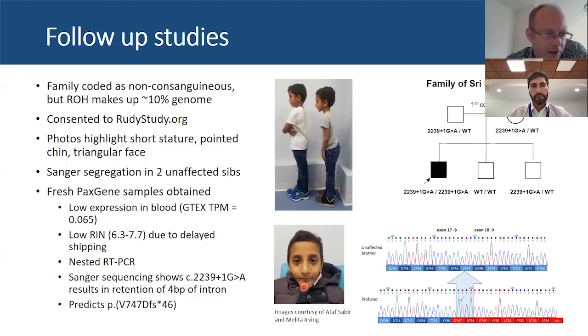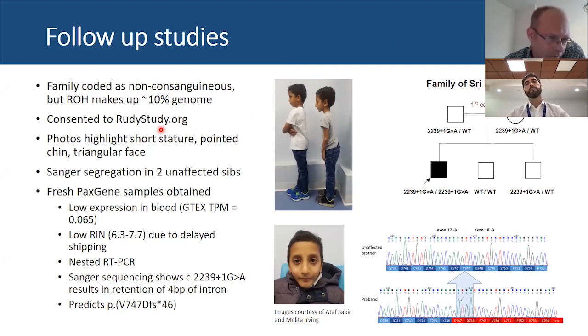So this was the family that we came across in Genomics England. It was a family of Sri Lankan origin, but actually the information in the research environment coded the family as non-consanguineous, but we looked at the ROH regions, and the Scooby3 variant was in a large homozygous region, but also globally, right across the genome, I think about 10% of the genome was homozygous. And the clinician checked back, and actually, sure enough, the parents were first cousins.